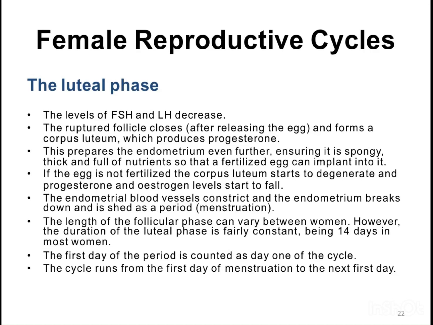The length of the follicular phase can vary between women. However, the duration of the luteal phase is fairly constant, being 14 days in most women. The first day of the period is counted as day 1 of the cycle. The cycle runs from the first day of menstruation to the next first day.